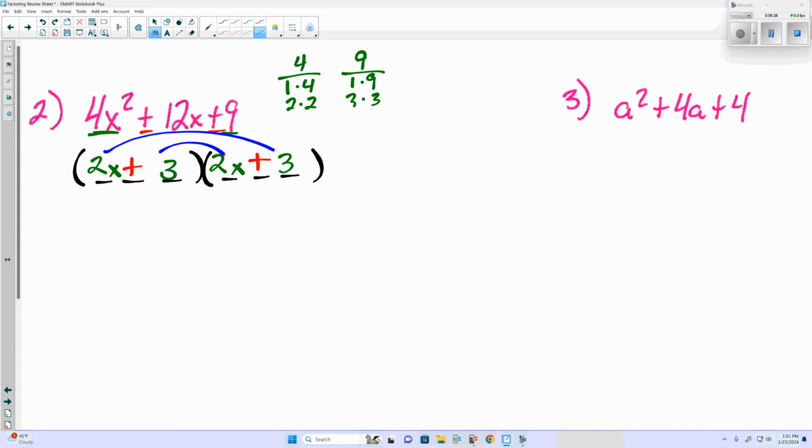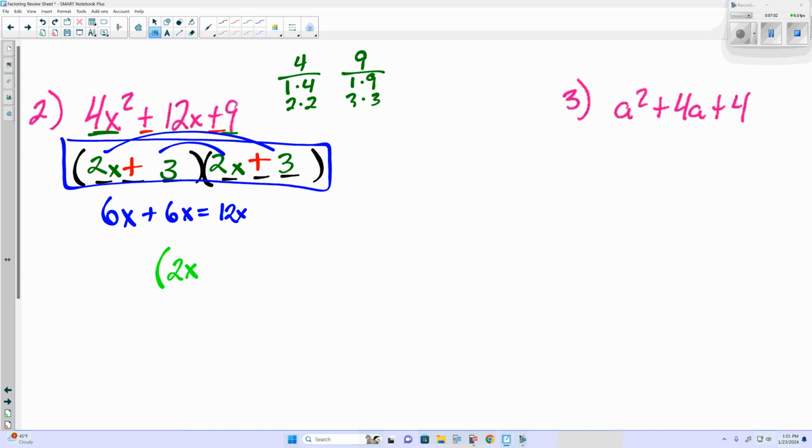And if we multiply this out, 2x times 3 would be positive 6x. 3 times 2x would be positive 6x also. 6x plus 6x is 12x, giving us 2x plus 3 times 2x plus 3. Now, we could rewrite this as 2x plus 3 squared because they are the exact same. Either one will work.